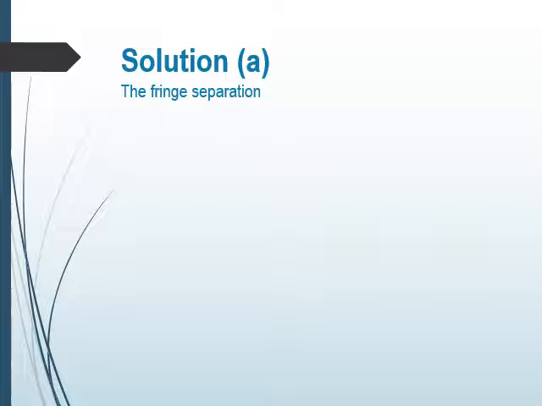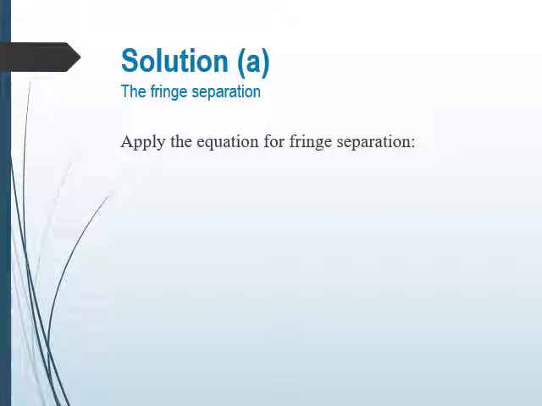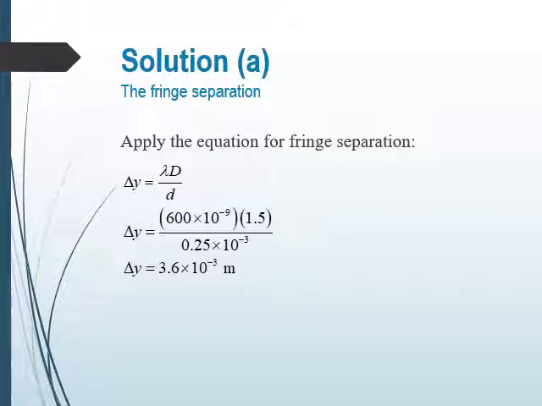Question A asks you to determine the fringe separation. So this is a very simple question. You just have to apply the equation for fringe separation, which is delta y equals lambda D over d. So substitute the values into the equation. You will then obtain delta y equals 3.6 times 10 to the power of negative 3 meters.